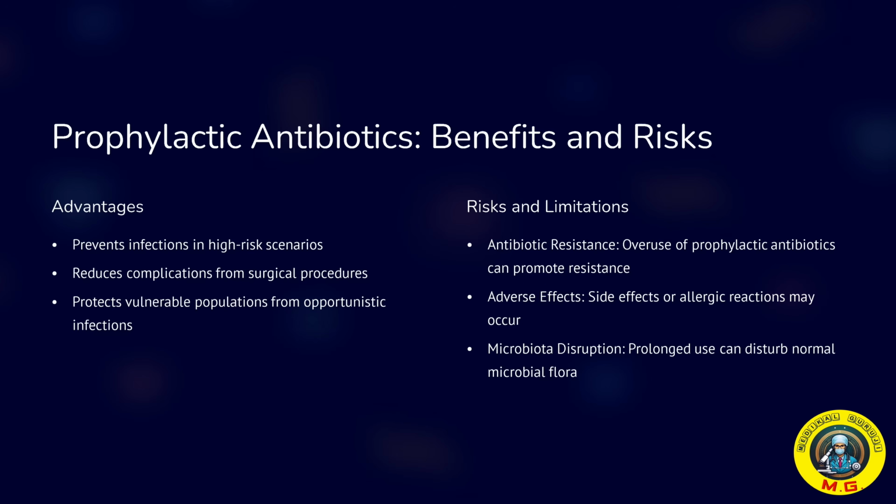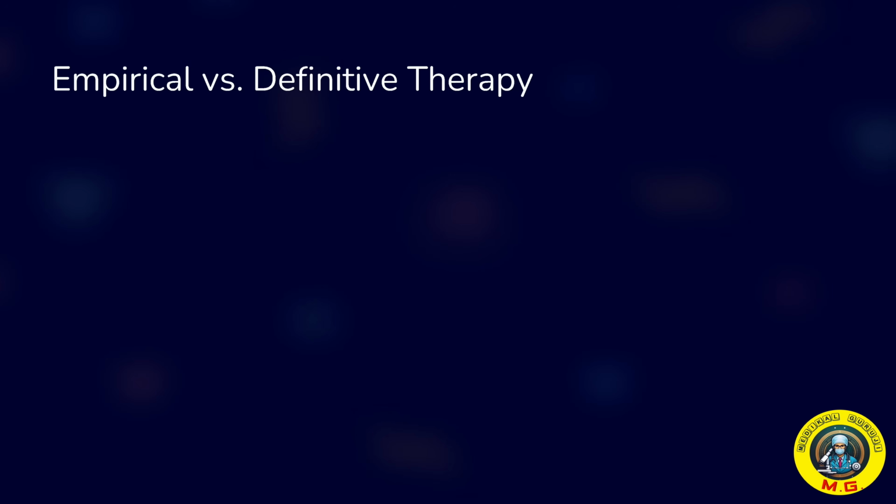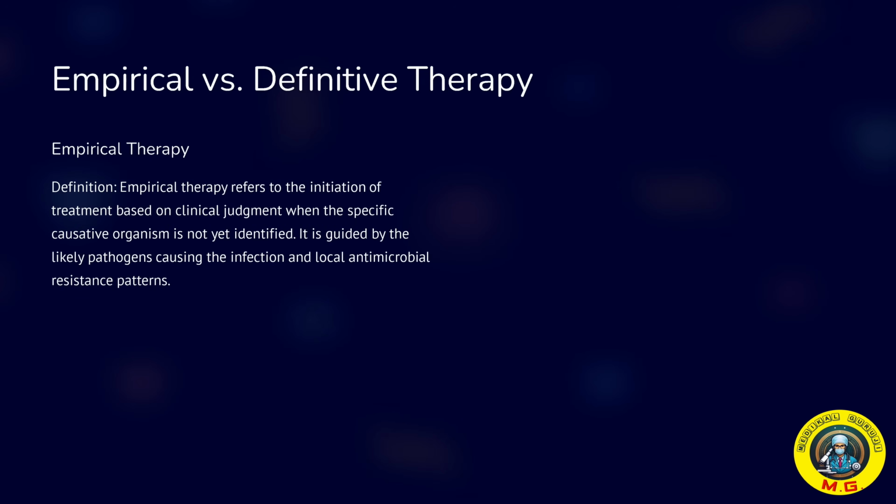Now we will discuss the empirical and the definitive therapy. So empirical therapy, we already discussed briefly in the third week video. So we will now discuss it in detail. Empirical therapy refers to the initiation of treatment based on clinical judgment when the specific causative organism is not yet identified. It means, simply, when a patient comes to a clinician and the clinician is not sure about the organism causing the disease, then the empirical therapy is started.